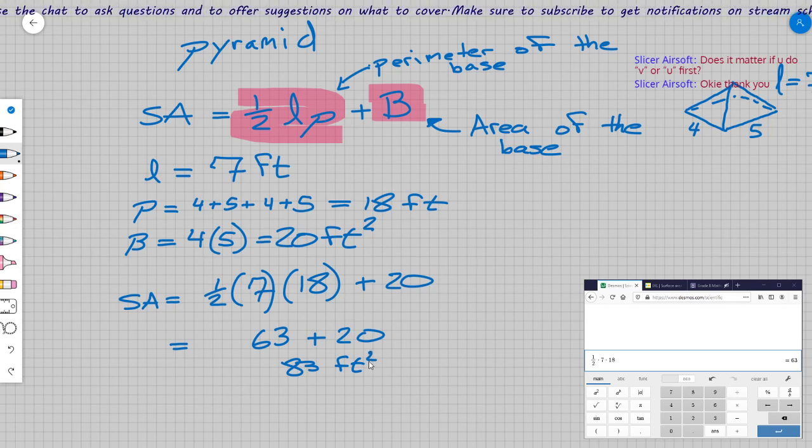So that would be our answer if we did it that way, and just to show you that that is the case, I'm just going to add the 20 at the end, and we get 83. So hopefully that made sense.